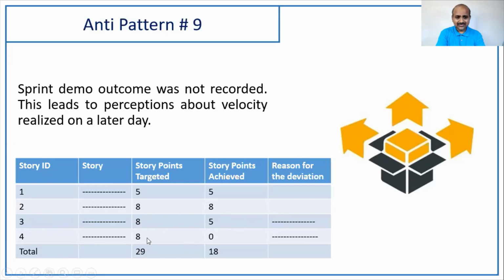And the fourth one, the 4th story, we are unable to showcase anything. Even though some work got completed, horizontal work, technical work has been done, we could not demonstrate any of the acceptance criteria. Hence, we are not claiming any story points here. So the reason for the deviation is this. And out of 29 story points that we targeted in this sprint, only 18 story points were achieved, and this is the velocity. So this kind of conclusion should be there in the sprint review meeting.